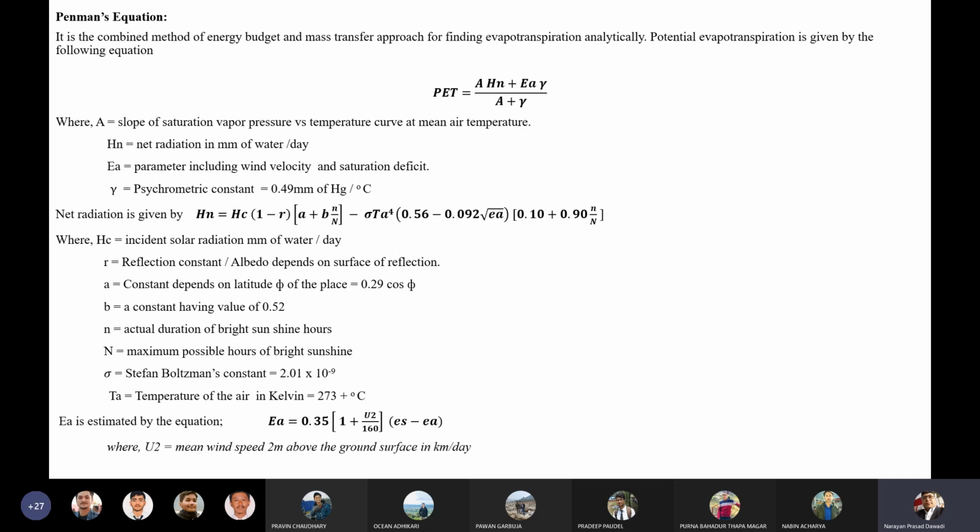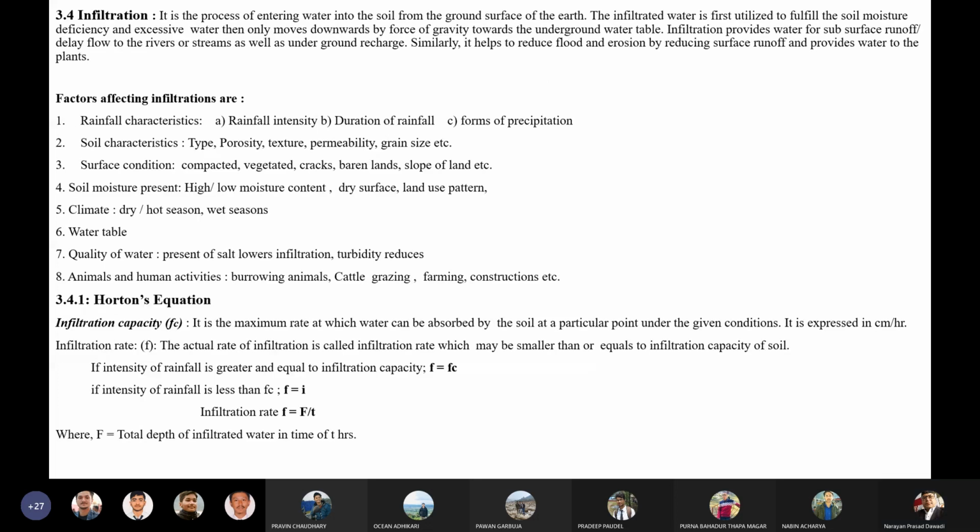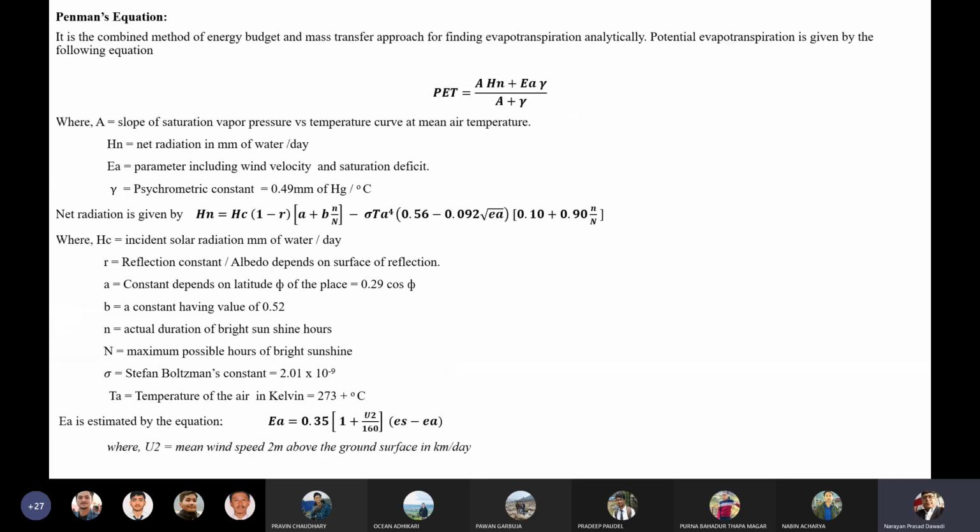If you know this, then the value of EA can be calculated, where wind speed is given in kilometer per day. After knowing the value of A, Hn, EA and gamma, we can find the potential evapotranspiration or actual evapotranspiration or consumptive use according to the question.